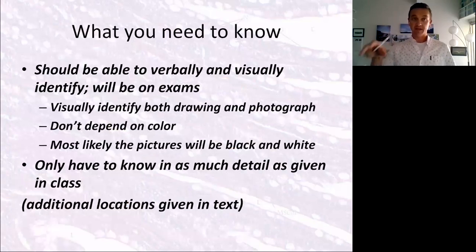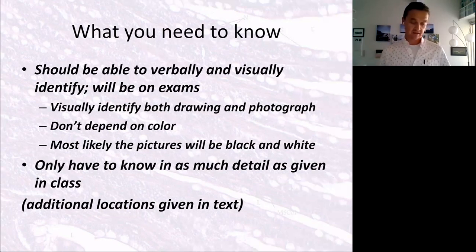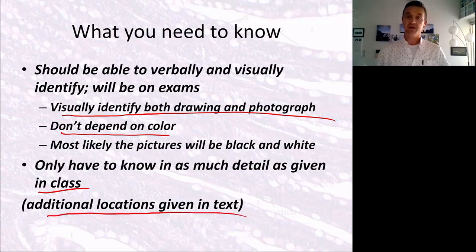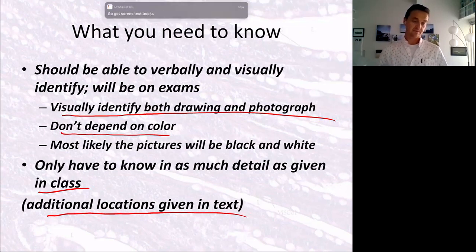Okay, so now we're going to get into some images of what these different types of tissue actually look like, and you'll need to visually identify those. And you also need to verbally identify them, meaning that you'll need to know their functions and the examples of places that I say that you can find them. So you'll need to visually identify both the drawing and photograph. Don't necessarily depend on getting a color picture. And you only have to know in as much detail as is given in class. There are many other locations of each tissue found in the book, but you don't need to know those. You just need to know the examples of where those tissues are that I give you right here in class.